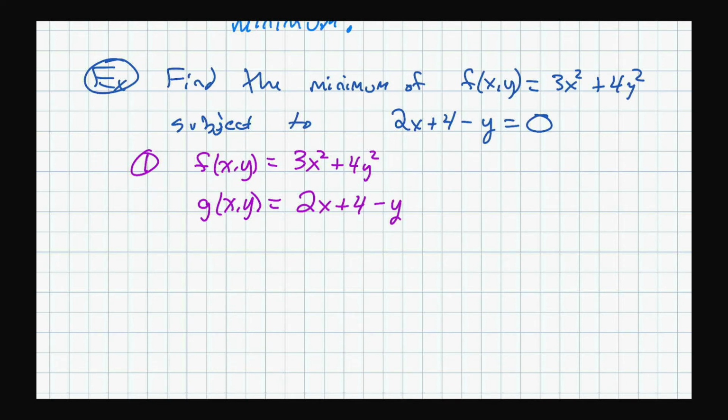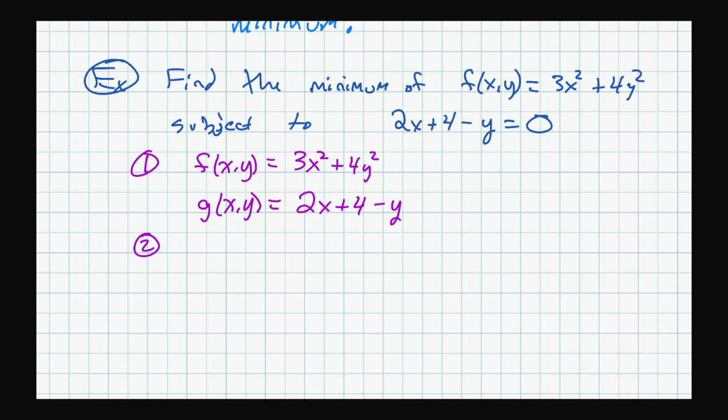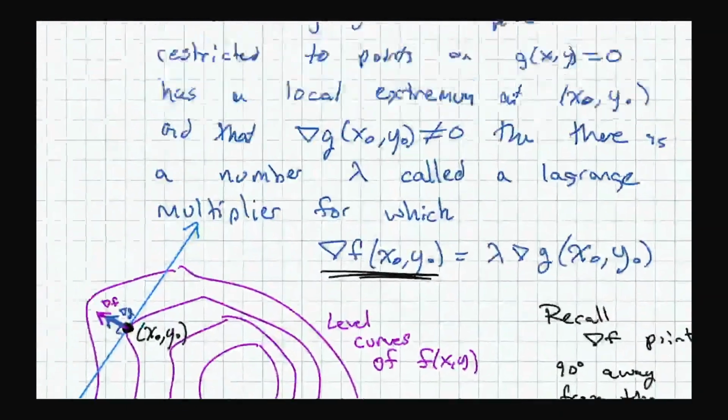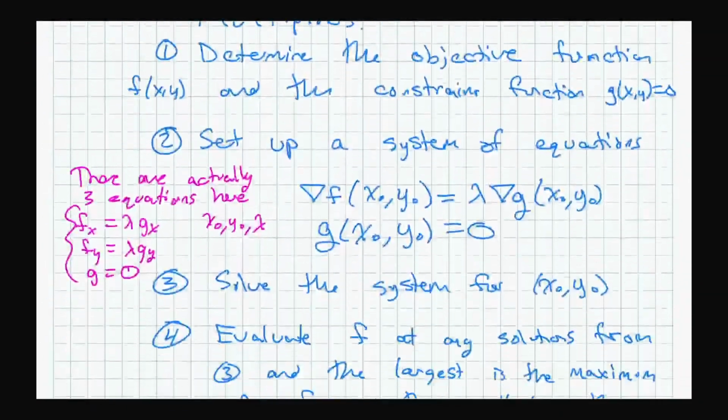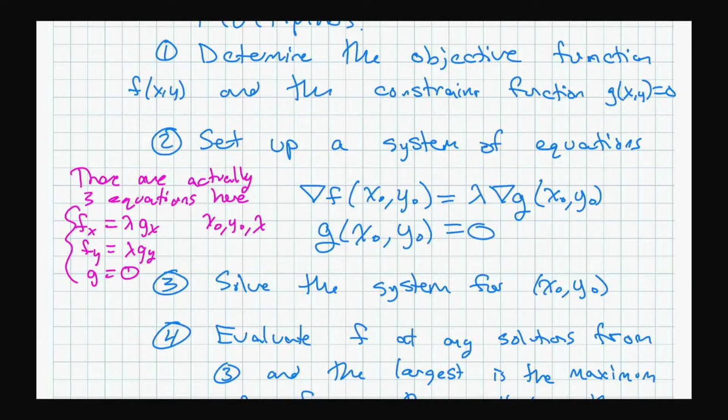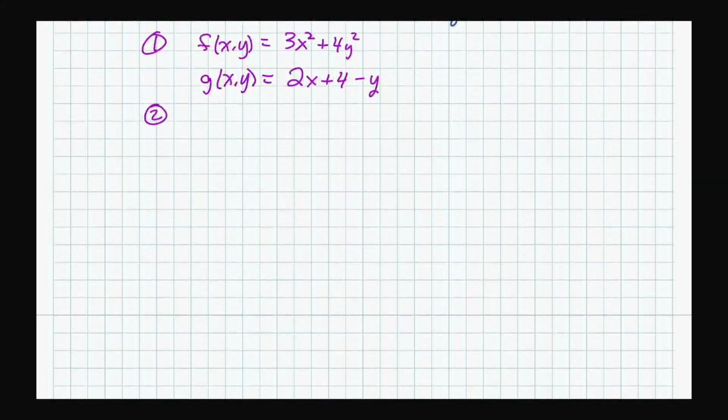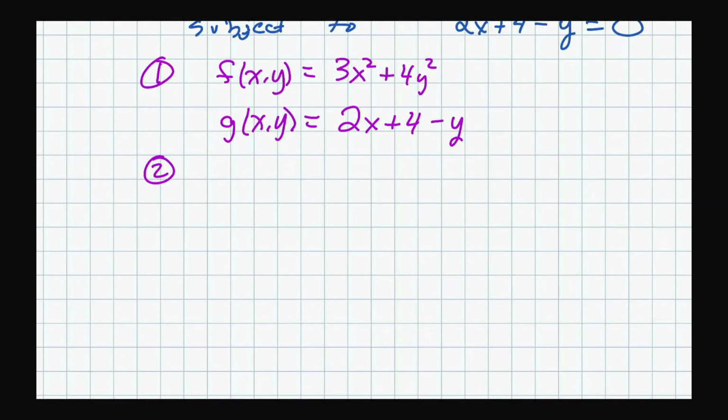Okay, so that's it. What's step two? Step two is set up this system of equations. So we actually have to find some partial derivatives here. So we need the gradient of f and the gradient of g, right? So we need to set up our equations.